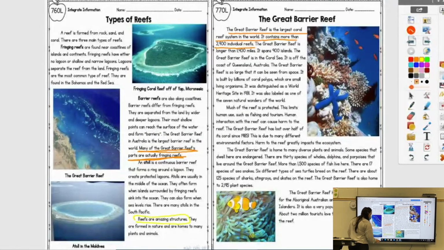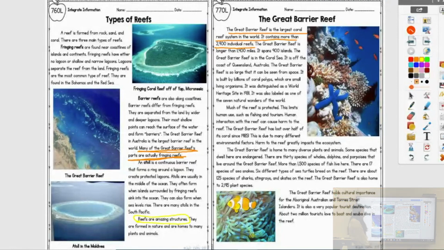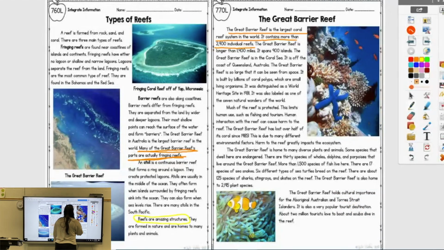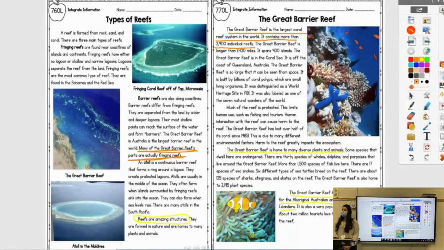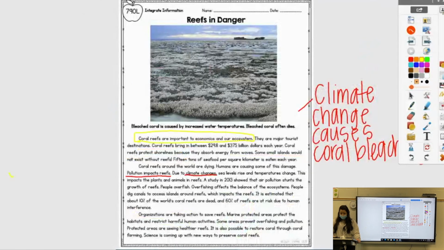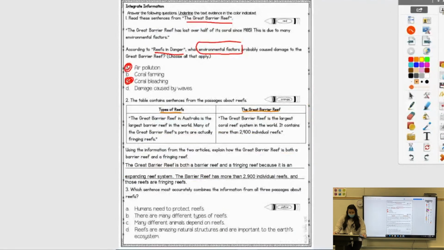That's probably going to be able to help me answer the question. It's home to many diverse plants and animals. It holds cultural importance for the people from Australia. So we're finding out that coral reefs are actually extremely important, okay? Let's take the information that we've underlined and the evidence that we've underlined in our text and apply it to the question.